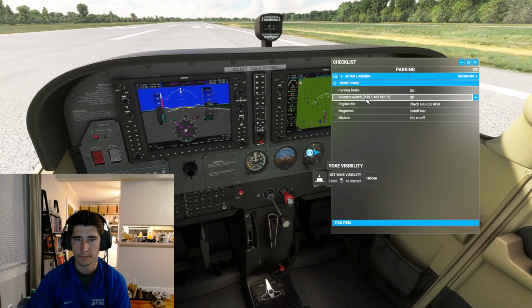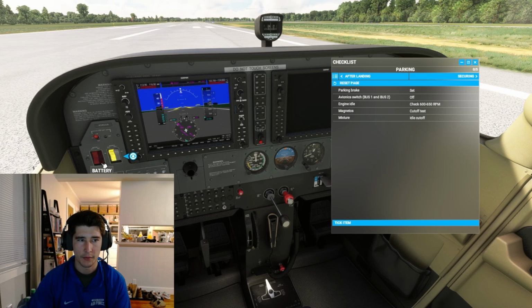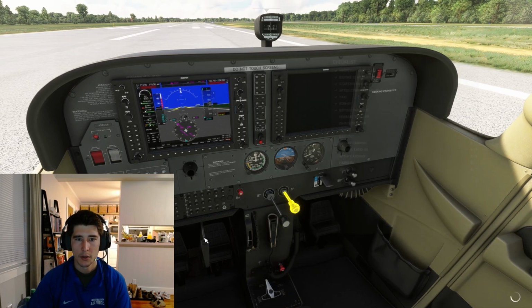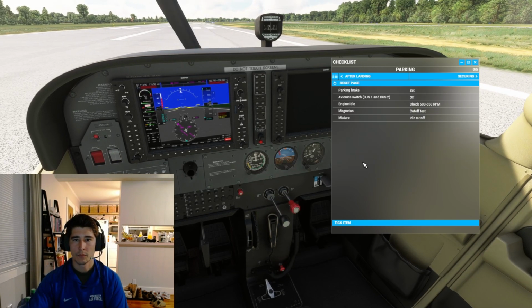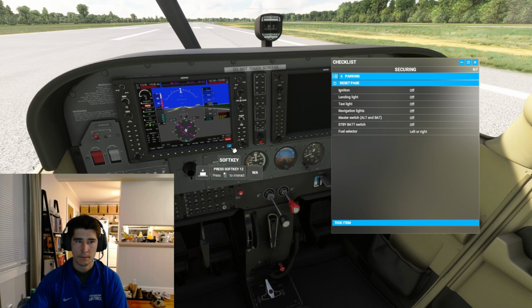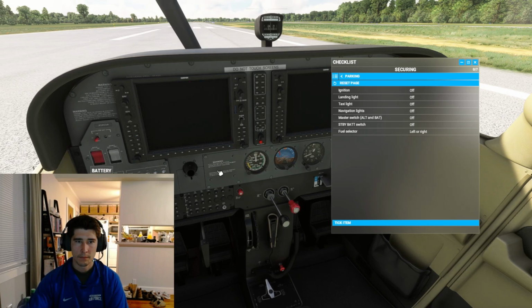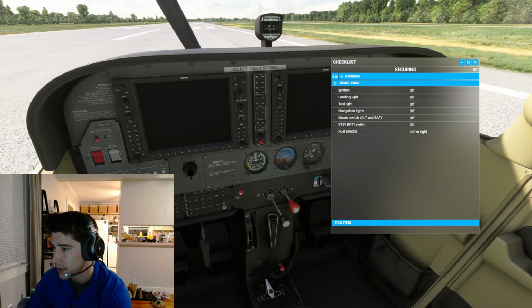Parking brake set. Avionics off, off, off, off. Mixture. Idle cutoff. Mags off. I did that out of order, as you can see here. I did all of this out of order. Don't be like me. Have good checklist discipline.